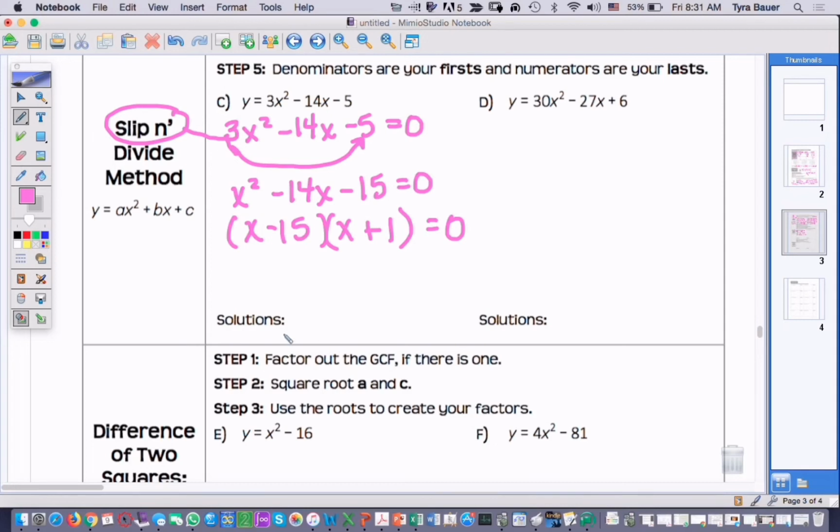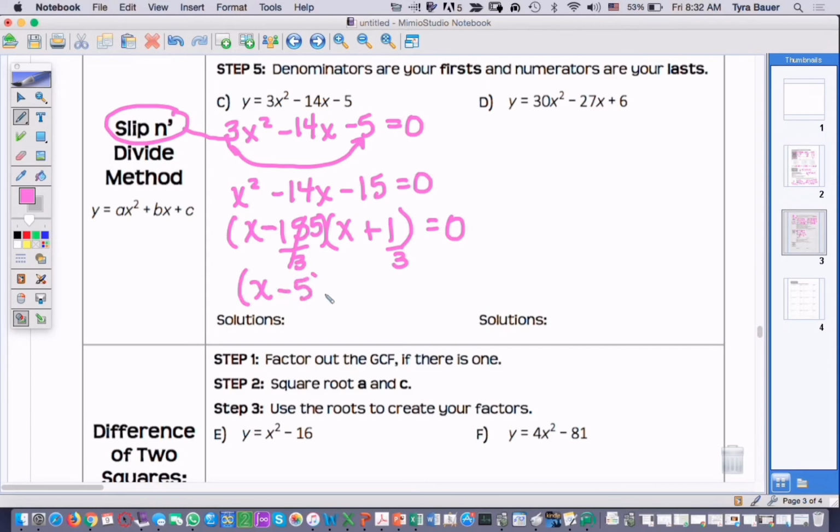15 and negative 15 and positive 1. Am I done? No, what's my next step? Divide the last by a. Whatever my a term was, I need to divide it back out, right? I slipped it and now I'm dividing it. My a term. If I can simplify, I should.